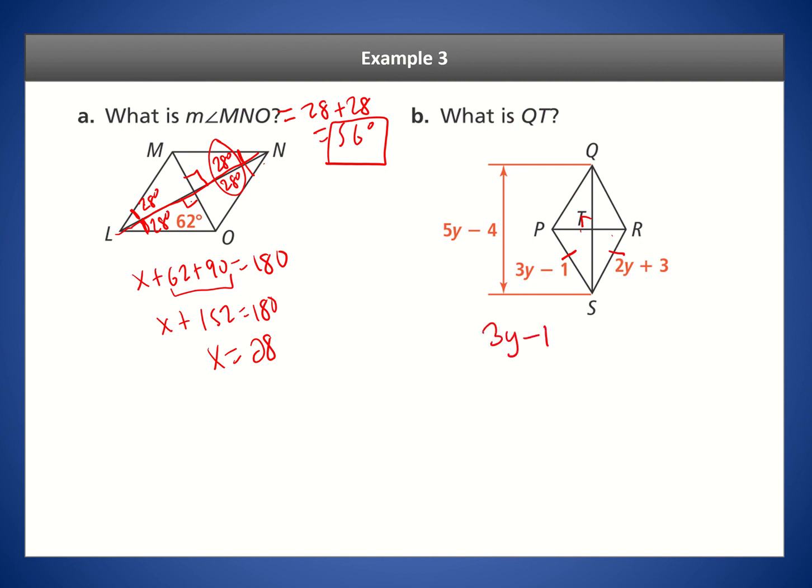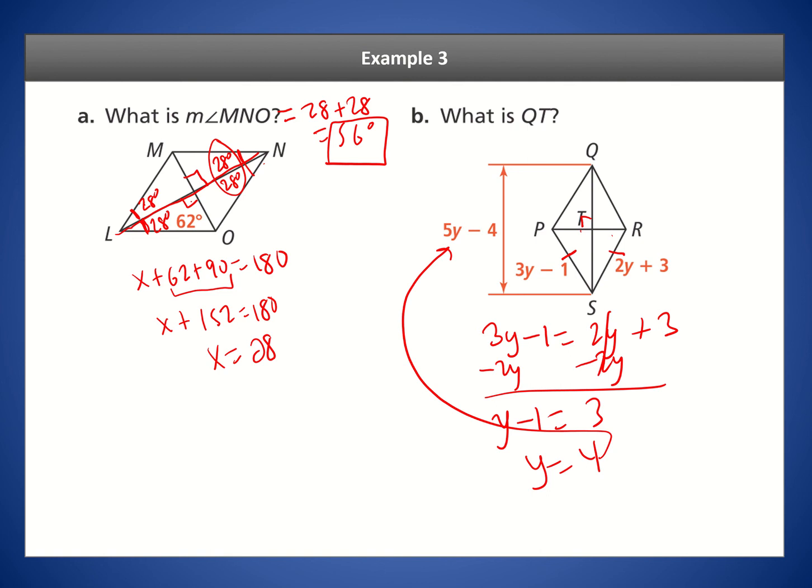So we had 3y minus 1 equals 2y plus 3. Subtract 2y. So y has to be 4, since 4 minus 1 is 3. Next, we can plug this in here. 5 times 4 minus 4 is 16. Which means that this has to be 8, this has to be 8, since the diagonals get cut in half. And therefore, QT is equal to 8.